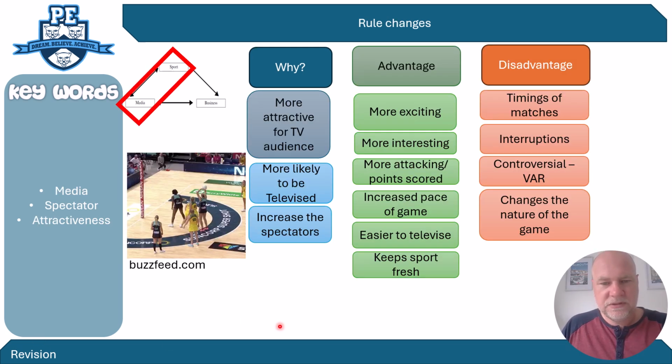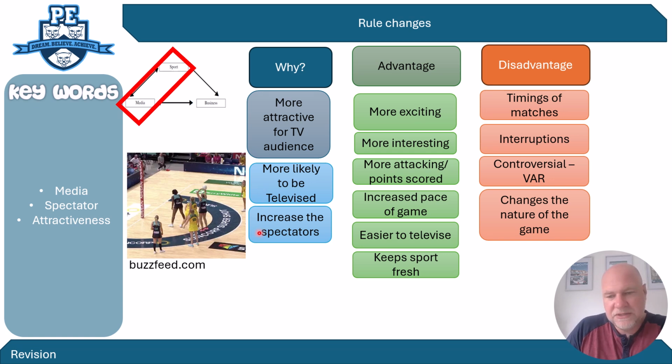So a slightly smaller area is the impact that rule changes have on games. Now what we're looking at here is how media might influence sport, and they might change the rules, and there's reasons why. So the first thing is, well, because they make the sport more attractive for a TV audience, and if it's more attractive, more people are going to be watching it and it builds up bigger, and therefore it will be more likely for that sport to be televised in the future.